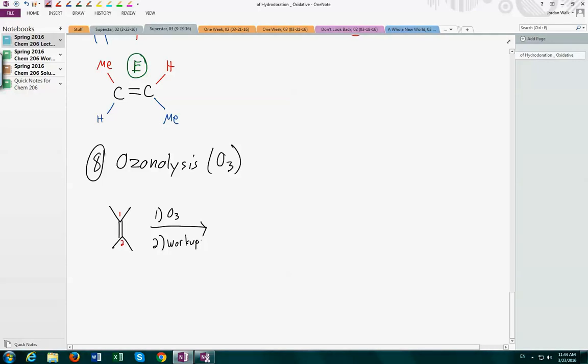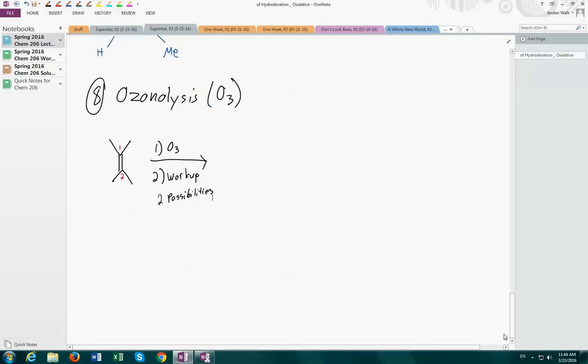we're going to do a workup, but there's actually going to be two possibilities. We're going to have two different types of workup that are going to lead to two different types of products. That even further increases the synthetic usefulness of this reaction. We now have multiple products that we can form based on which workup we choose. But we'll worry about the workups in a few minutes.